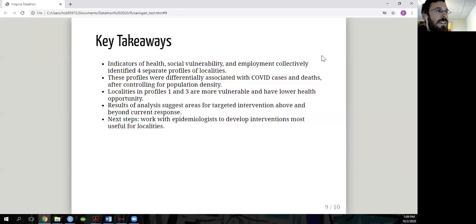The results of this analysis suggest that there are geographical areas that are right for targeted intervention above and beyond what we're currently doing. And if we were to move forward with this, the next step would be to work with people who know more about disease than we do to develop interventions that are most useful for those folks.